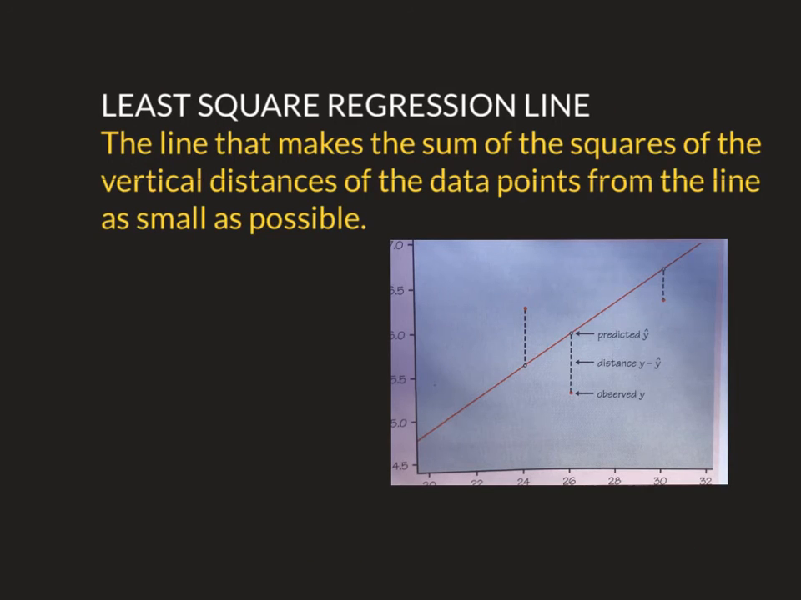All right, least squares, and here it is written out. Least squares regression line: the line that makes the sum of the squares of the vertical distances of the data points from the line as small as possible.